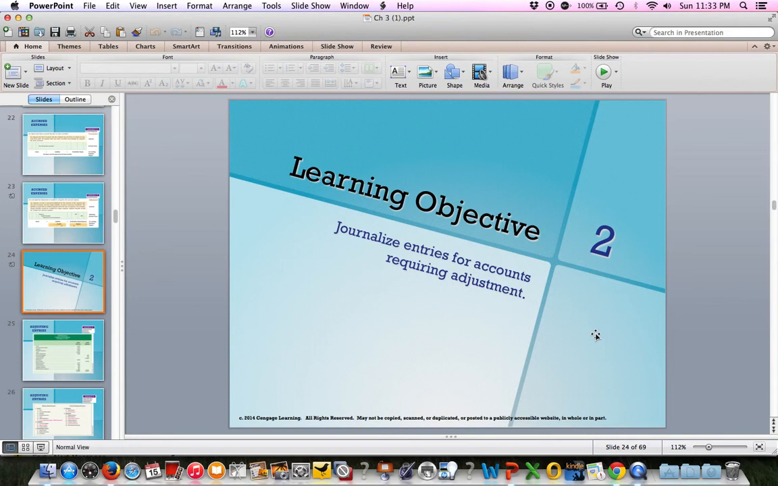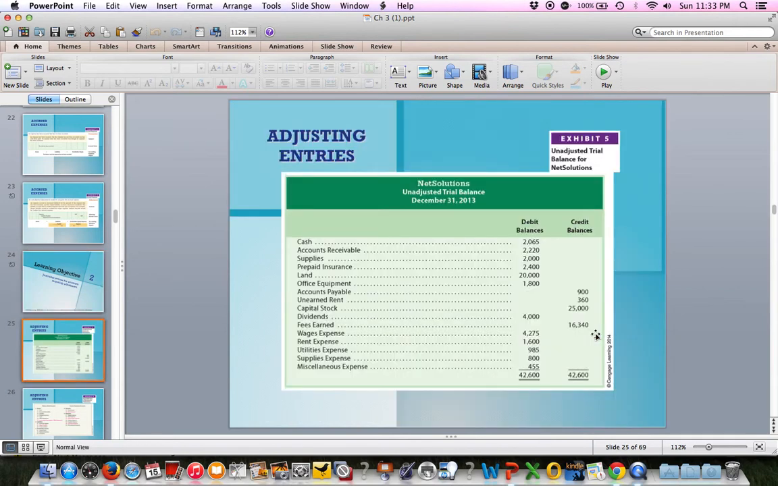Let's talk about then entries for accounts requiring adjustment. Okay. And so here we have the sample company that we use in the book called Net Solutions. And you can see here we have an unadjusted trial balance. So unadjusted means I've done an accounting period. It says here December 31, 2013. I've gone through a full year, did all of my accounting, and my accounting balances, because my debits equal my credits, which you definitely want to make sure before you do your adjusting entries. And then I do my adjusting entries, and then I have an adjusted trial balance after that.